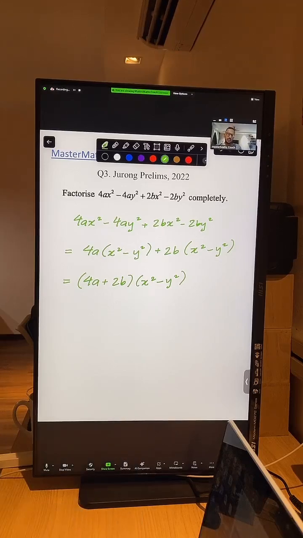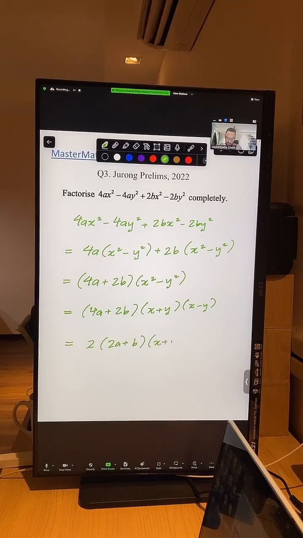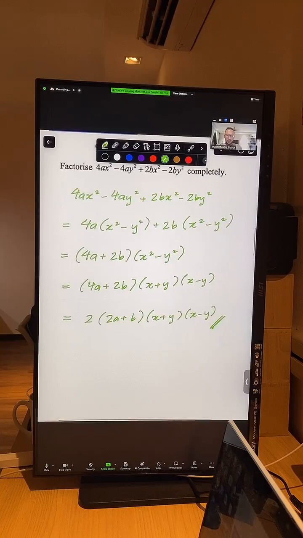So why not done? Because I got this x square minus y square here. This x square minus y square, I can further factorize it. How do I do that? I can do this: x plus y, x minus y. And in fact, guys, this 4a plus 2b also, I can pull out the 2. So it's going to look like this: 2, open bracket 2a plus b, x plus y, x minus y. So this is what you call factorizing it completely.